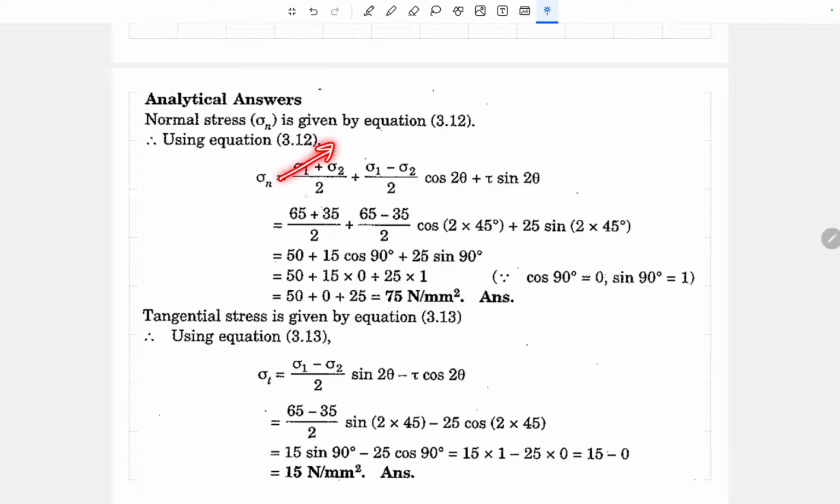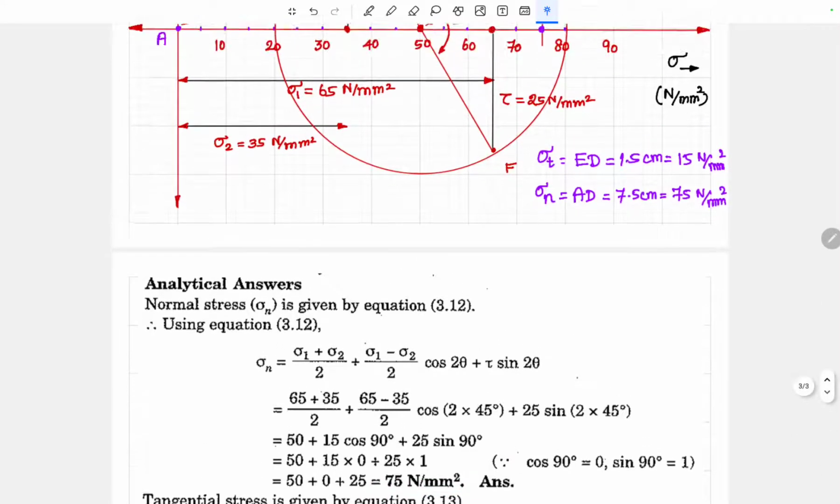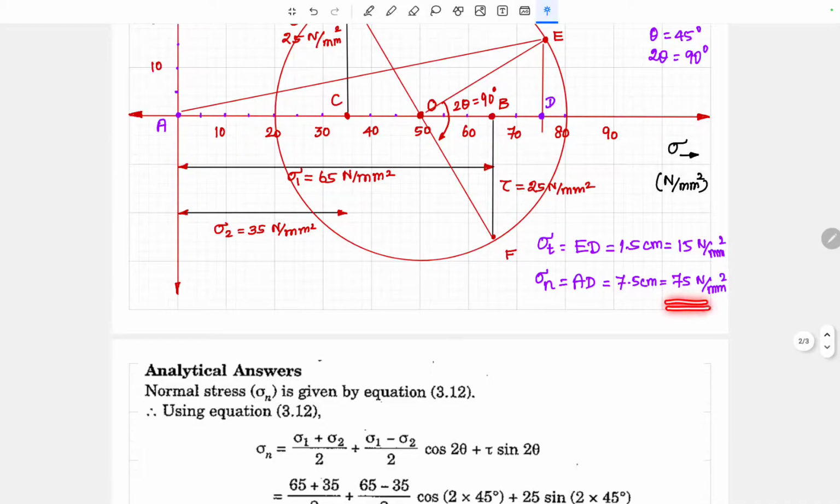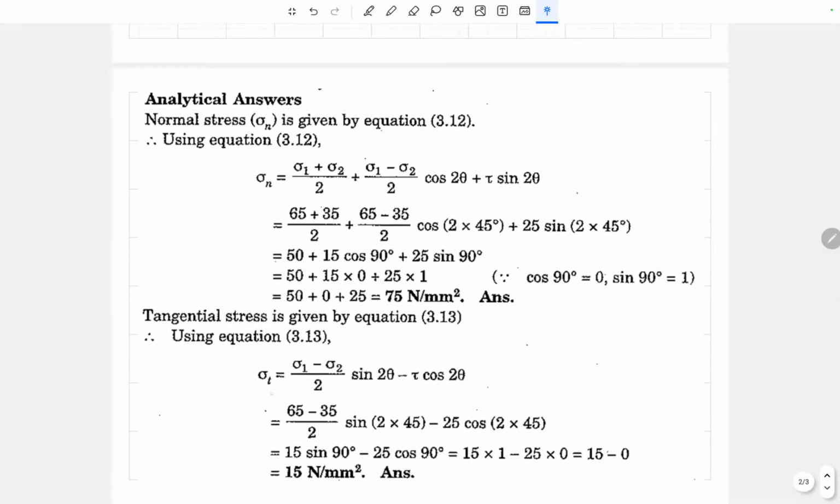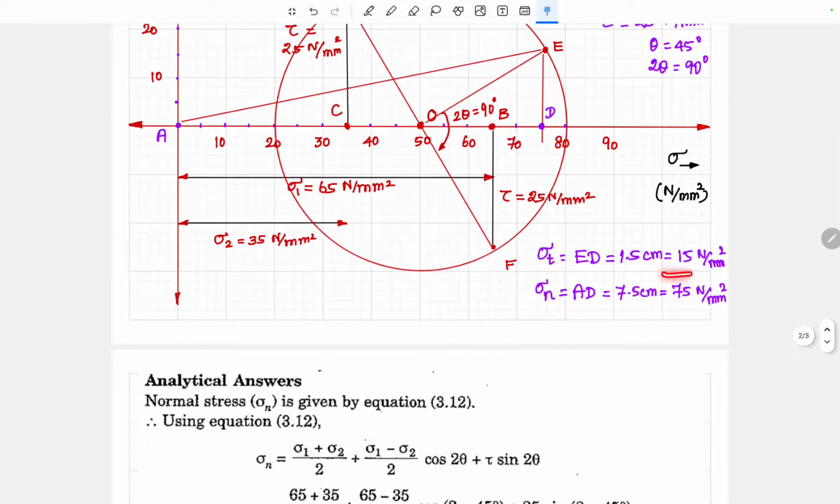We know the value of sigma 1 is equal to 65 and sigma 2 is equal to 35, tau is equal to 25, theta is equal to 45 degree. By applying all the values and simplifying the equation, we can get the answer of 75 Newton per mm square, which is equal to our value from the Mohr circle. And similarly, the sigma T formula is sigma 1 minus sigma 2 by 2 into sin 2 theta minus tau cos 2 theta. Here also sigma 1 65, sigma 2 35, theta is equal to 45 degree, tau is equal to 25 Newton per mm square. By simplifying the equation, we can get the answer of 15 Newton per mm square. That is a value equal to the value from the Mohr circle.